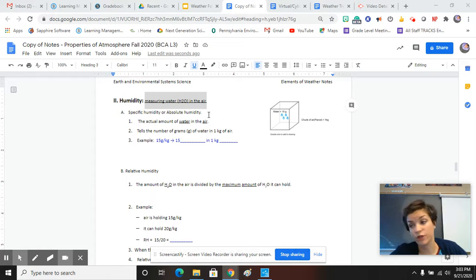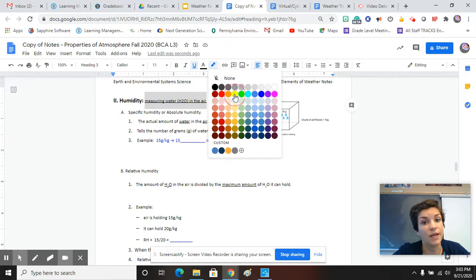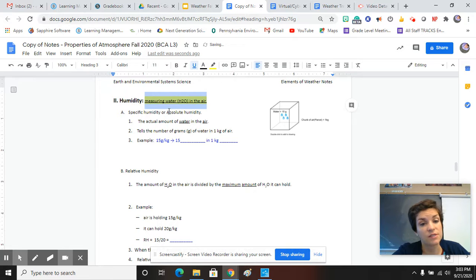I just wanted to go over humidity with you since that's what we're talking about today. Some of this we covered yesterday, such as humidity, which is measuring the water, or the H2O, in the air. Specific humidity, or absolute humidity, we talked about this in your lab yesterday. So it's the actual amount of water in the air.